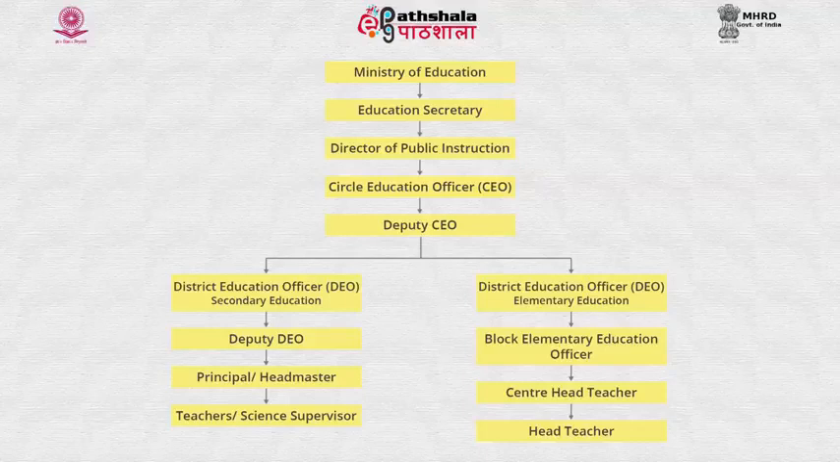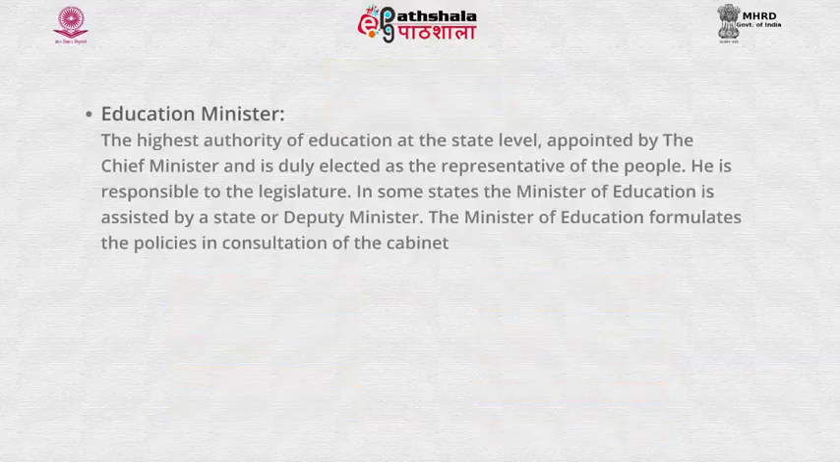Structure of educational administrative setup at secondary education can be seen through this flowchart. Going down the hierarchy, first comes the Education Minister, the highest authority of education at the state level, appointed by the Chief Minister and duly elected as the representative of the people. He is responsible to the legislature. In some states, the Minister of Education is assisted by a state or deputy minister.